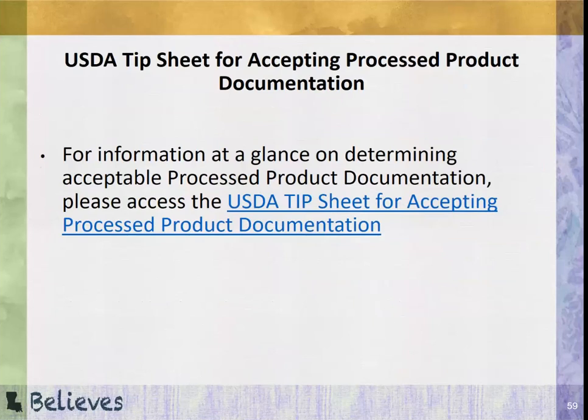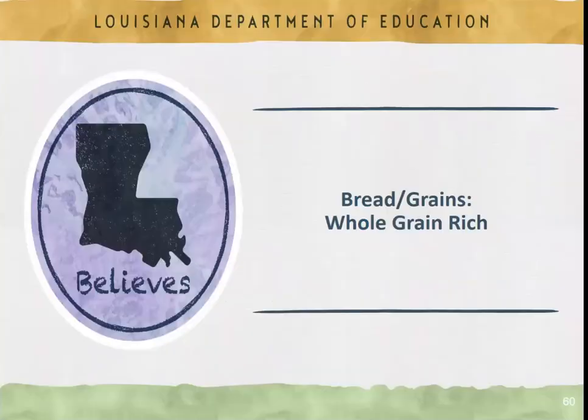For information at a glance on determining acceptable product formulation statements, please access the USDA tip sheet for accepting processed product documentation. The title in blue is a clickable link for ease in accessing the form. Next up for this training is a discussion regarding crediting of bread grains and determining if a bread grain is whole grain rich in order to document correct information on production records.